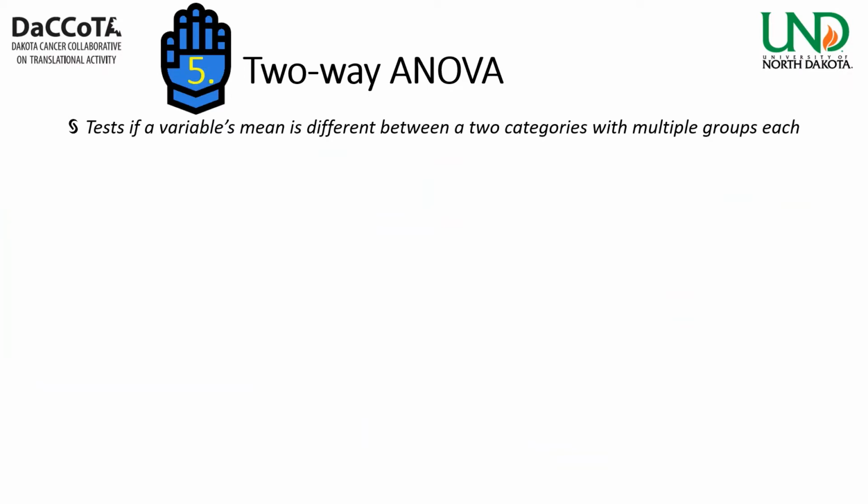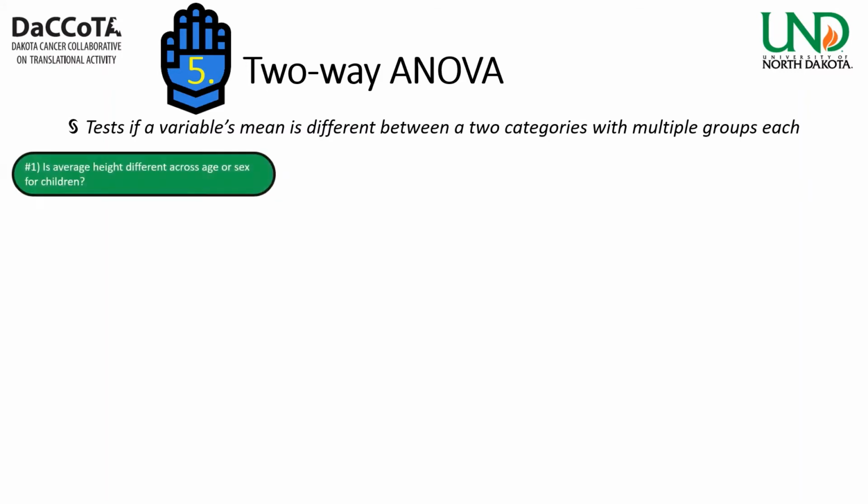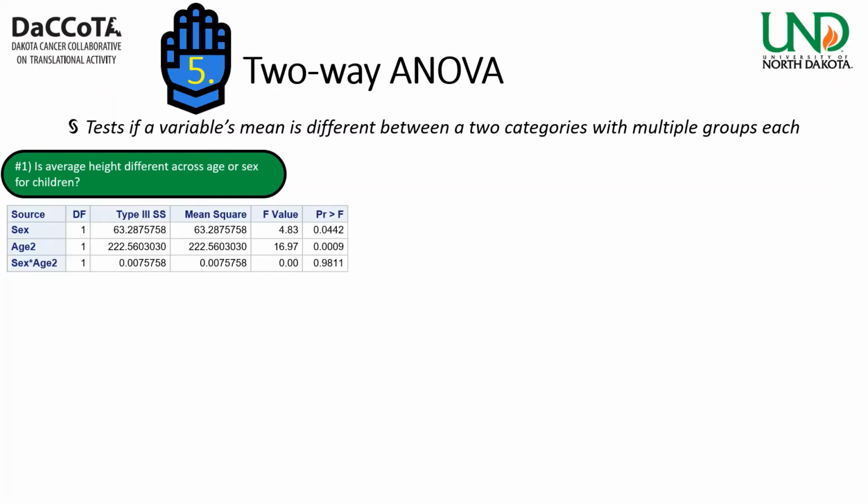All right, let's charge forward to two-way ANOVA. It tests if a variable's mean is different between two categories with multiple groups each. So instead of one category like one-way ANOVA, we have two categories. So is average height different across age? That's one category, and sex is another category. We could also look at the interaction.